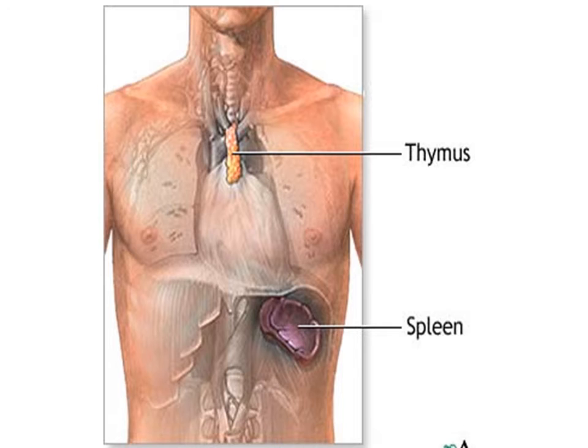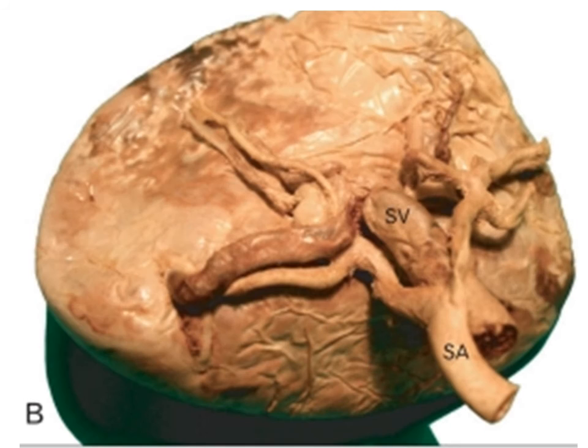This diagram is basically to tell you about the location of spleen. See, here it is located in our body, right? Next picture is the specimen of the spleen. This is how it looks.